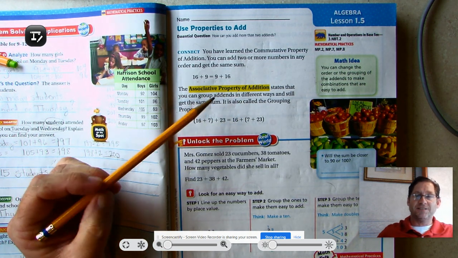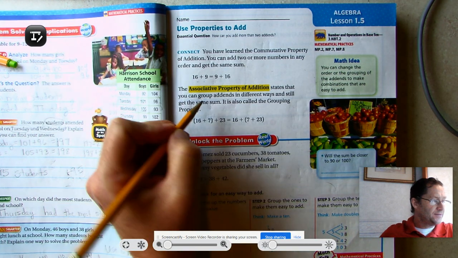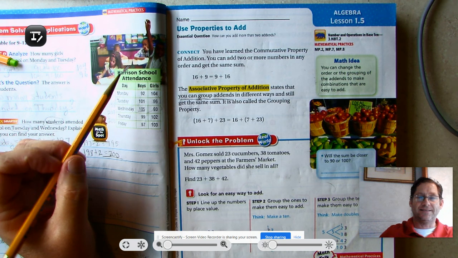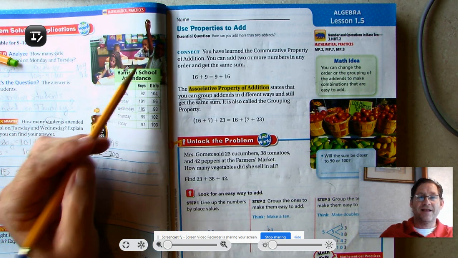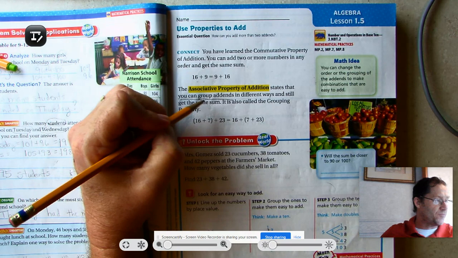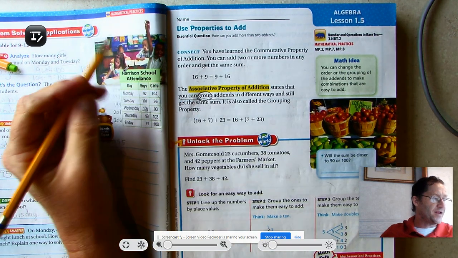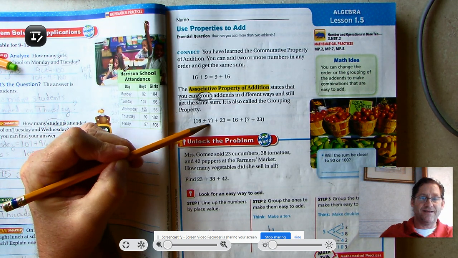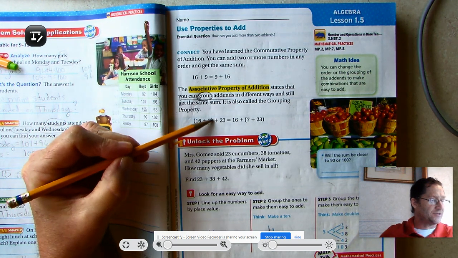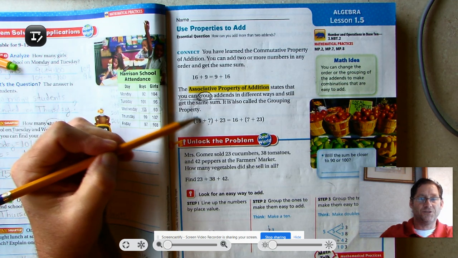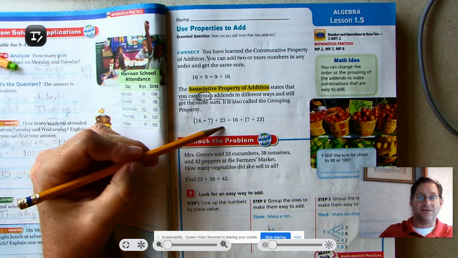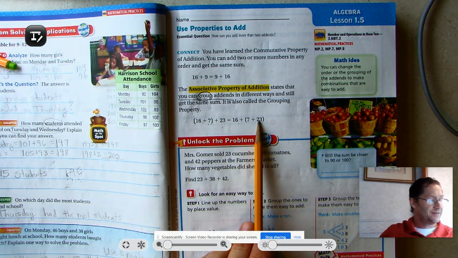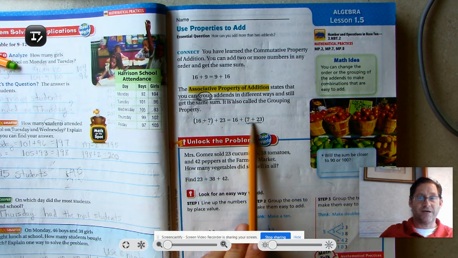So the associative property of addition states that you can group addends in different ways and still get the same sum. It is also called the grouping property. So let's look here. 16 plus 7 is grouped, and there are parentheses around it to show that they want you to add 16 plus 7, and then add 23 more. But then on the other side, I see the same three numbers, but this time the 7 and the 23 are grouped.